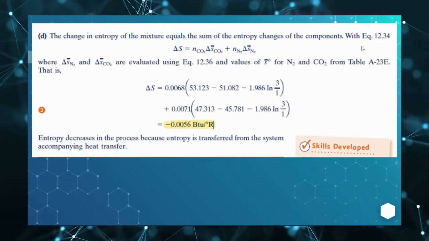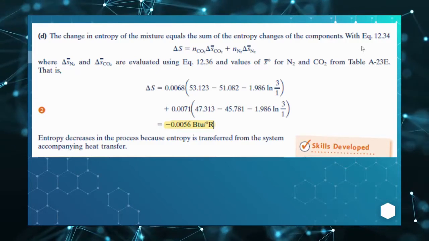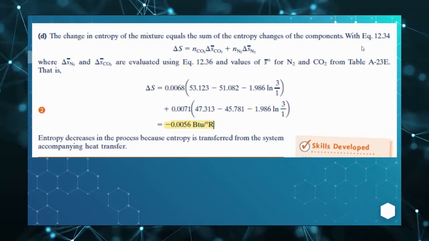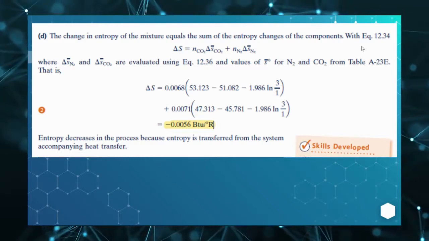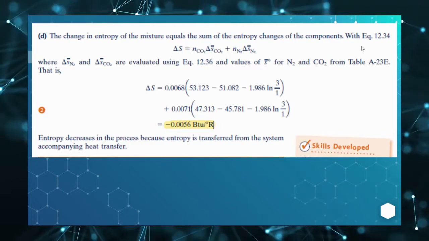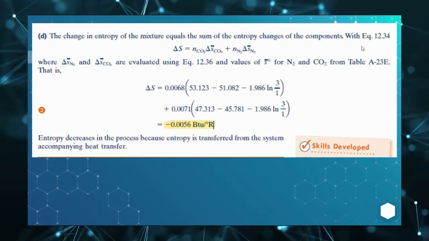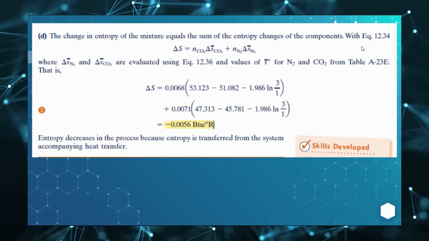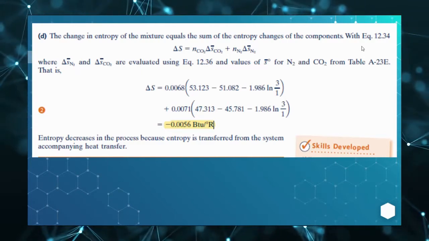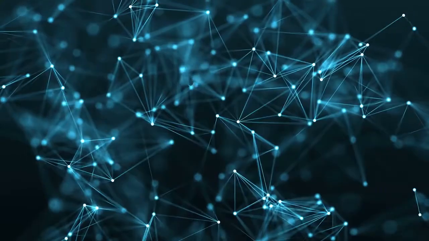minus 1.986 ln 3 over 1, which is the polytropic, plus 0.071. So as per conclusion, we can conclude that the change in entropy is equal to negative 0.0056 BTU per degree Rankine. As you can see, the entropy decreases in the process because entropy is transferred from the system, accompanied by the heat transfer.